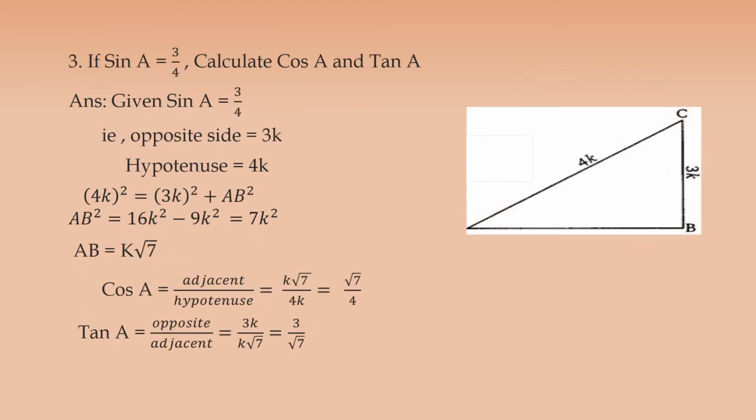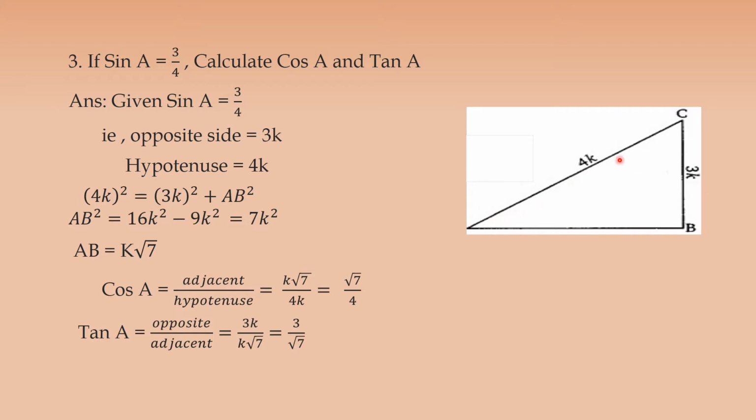Question number 3. If sin A is equal to 3 by 4, calculate cos A and tan A. We are given the ratio sin A is equal to 3 by 4. We know sin means opposite side by hypotenuse is equal to 3 by 4. Since it is a ratio, we can take opposite side as 3k and hypotenuse as 4k. We can take A as an acute angle and we can mark BC, which is the opposite side, as 3k and the hypotenuse AC as 4k.